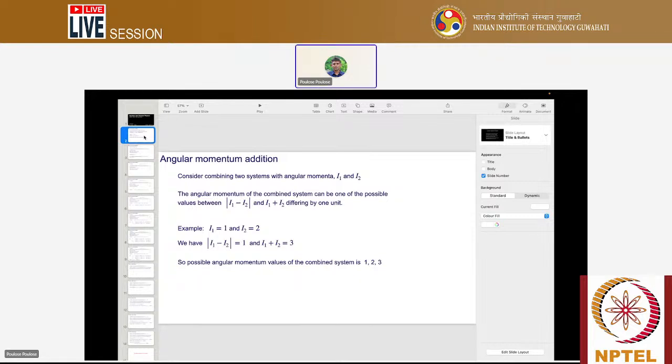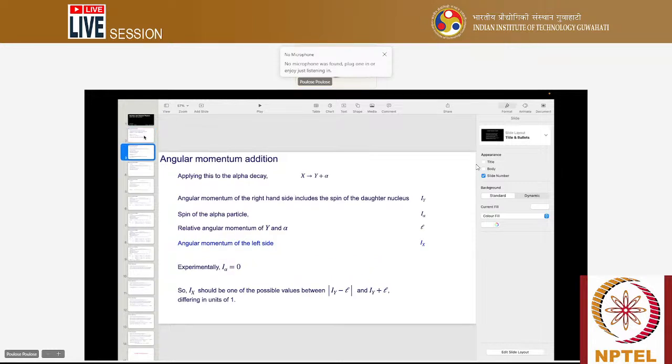An easy way to denote that is to take the modulus. Whether it is negative or positive, it will give you a positive number, because angular momentum is a positive quantity. It's a length kind of thing. That is the minimum possible angular momentum of the combined system. Then you can have this plus 1 or plus 2, etc., up to I1 plus I2.